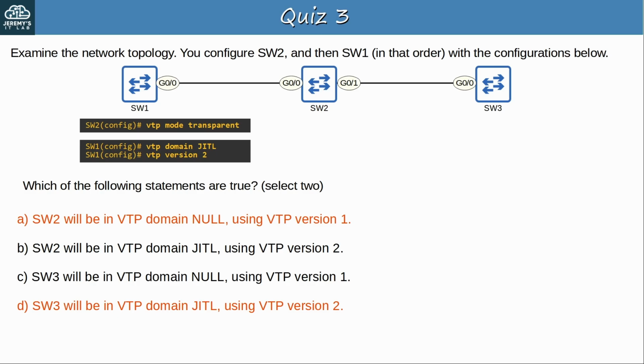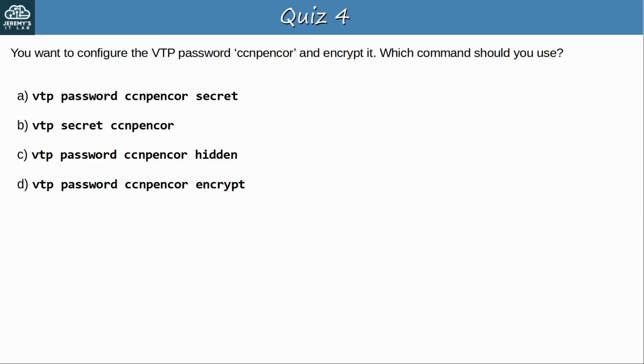Okay, let's go to question 4. You want to configure the VTP password CCNP ENCOR and encrypt it. Which command should you use? Pause the video now to think about the answer.